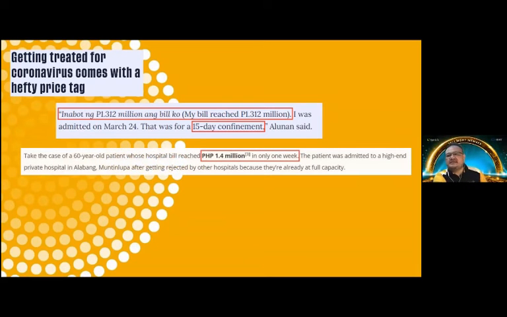Next one, si another person, a 60-year-old patient, his hospital bill reached 1.4 million in 1 week. 1 week lang yan, 1.4 million. Yung una, 15 days. Okay?